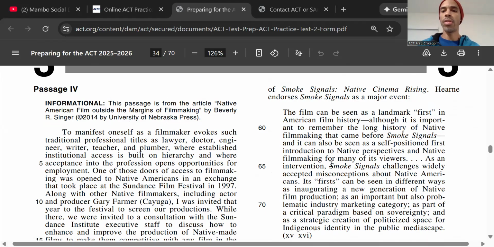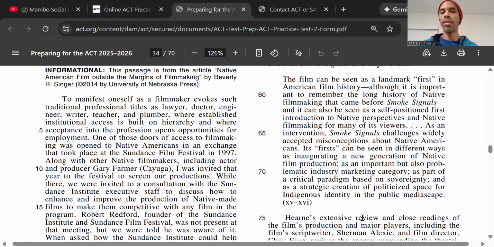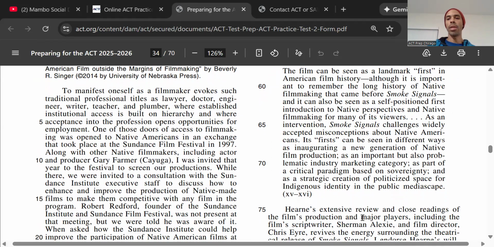As an intervention, Smoke Signals challenges widely accepted misconceptions about Native Americans. Its first can be seen in different ways as inaugurating a new generation of Native film production, as an important but also problematic industry marketing category, as part of a critical paradigm based on sovereignty, and as a strategic creation of politicized space for Indigenous identity in the public mediascape.